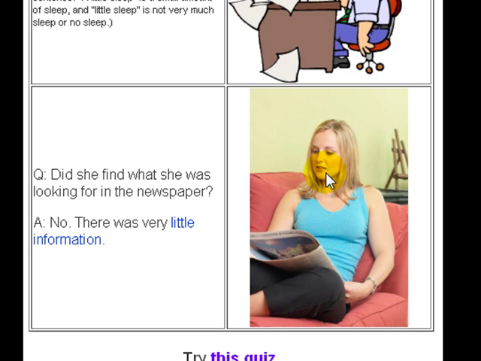And we come down to this lady here, and she's reading a newspaper, and let's guess that she's trying to find information. Trying to find a job, maybe? Or she's reading the news and getting information. So we have a question. Did she find what she was looking for in the newspaper? No. She said no. There was very little information. Little information. You can't count information, can you? So it's a quantity. It indicates a little information.